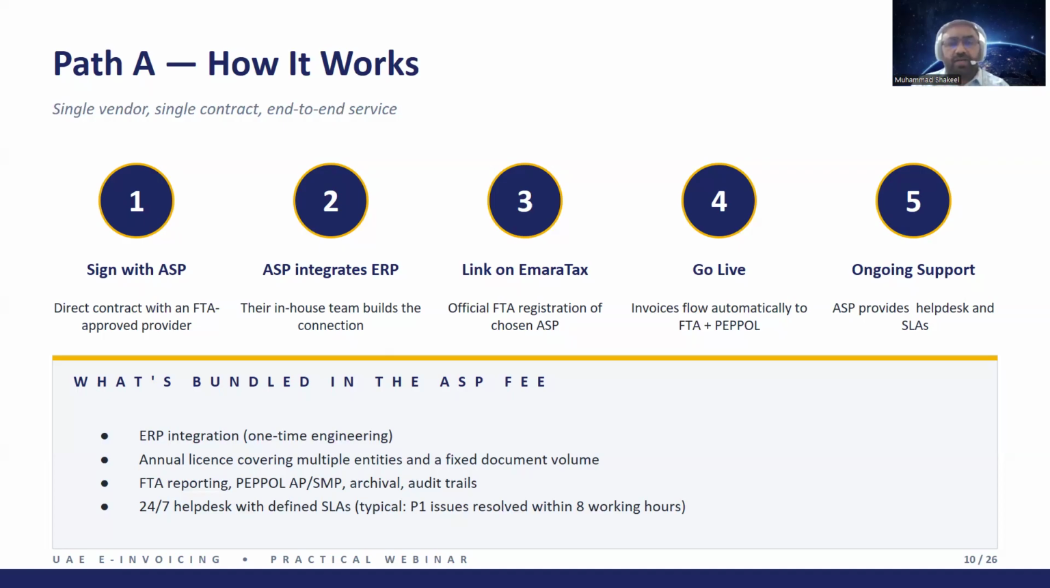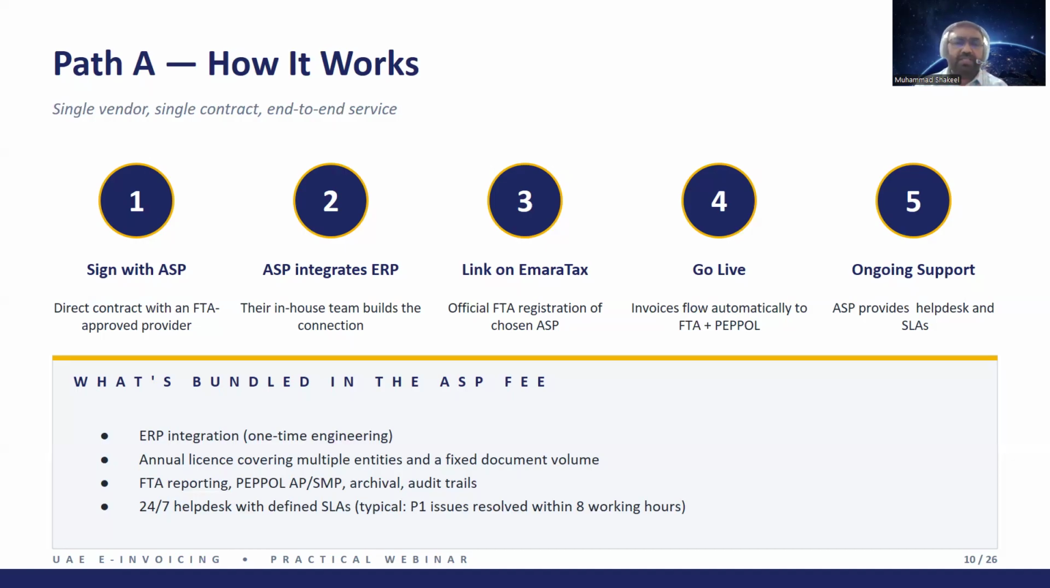Then the third is your link with Emara. You will go to your own Emara portal and link the ASP. You will authorize this ASP, saying that this is your ASP and your messages will flow to this ASP. After that, it will go live. Your message will go directly to the ASP, and he will provide you ongoing support. If you need any support, he will help you. So this is the total procedure where the ASP will work for you.